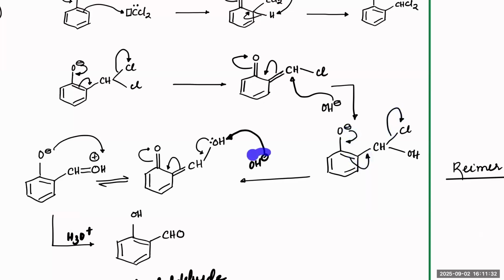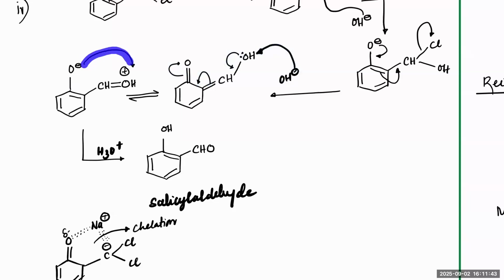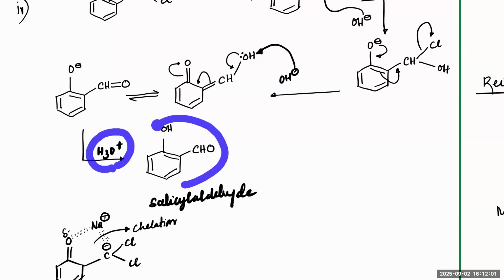And when that happens, now the base will take H plus from here, creating O minus. O minus will make a double bond, regain aromaticity, and finally you will get the phenoxide ion. Okay. Now this phenoxide can take H plus. Sorry, here there is no H here. I'll just remove that. Okay, this way. And thereafter, on hydrolysis, you can see we can convert that into salicylaldehyde.